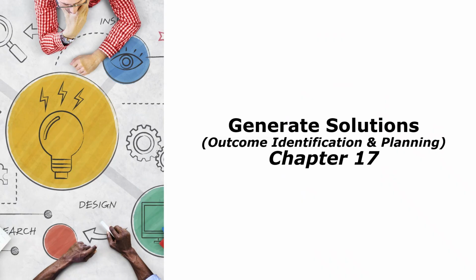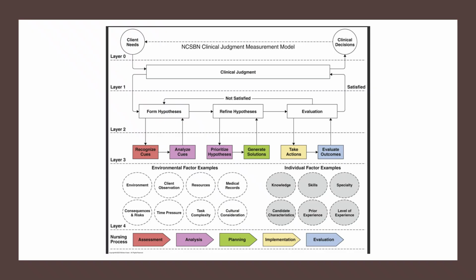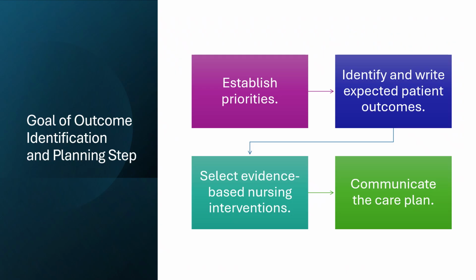Next, we're moving on to Chapter 17, Generating Solutions, which aligns with outcome identification and planning. Here again, you can see the clinical judgment measurement model and where we are with level 3 and with the nursing process. The purpose of this step in the nursing process is to establish clear, measurable outcomes and develop a care plan that's going to address the patient's identified problems, promote recovery, and support wellness. It requires critical thinking, collaboration, and a deep understanding of both patient priorities and clinical evidence.